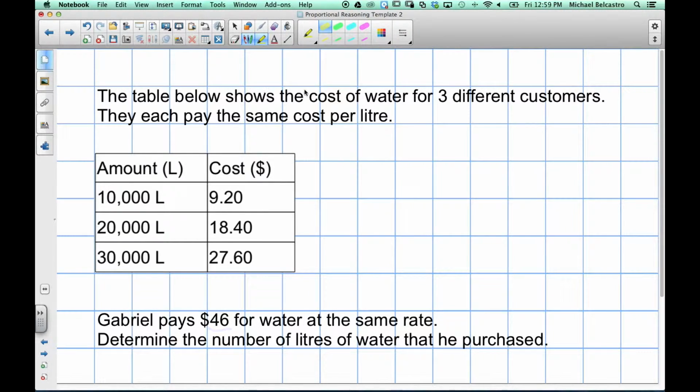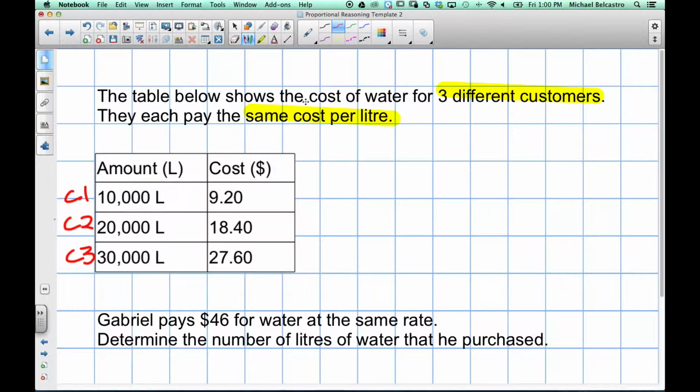The table below shows the cost of water for 3 different customers. Okay, so we have our 3 different customers. They each pay the same cost per liter. Okay, so we know their rate is the same. This is the table below, and we'll call this customer 1, customer 2, customer 3. Okay, and we know they're all paying the same rate. And the question asks, Gabriel pays $46 for water, so that's important. Determine the number of liters of water that he purchased.